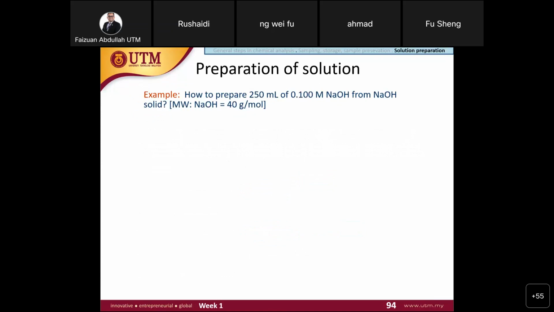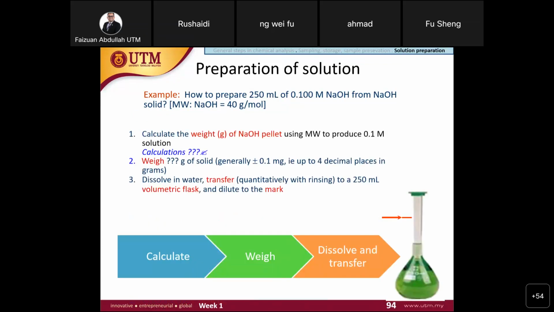So now, preparation of solution. How to prepare 250 ml of 0.1 molar sodium hydroxide from sodium hydroxide solid, given that the molecular weight of sodium hydroxide is 40 gram per mole. First, you calculate the weight of sodium hydroxide pellet using molecular weight to produce 0.1 molar solution. You need the calculation there. You need to know the weight. And then you just weigh the sodium hydroxide and dissolve it in water approximately.